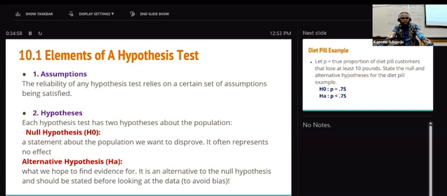Now, in hypothesis testing, we're actually going to behave as if we're in a court of law. What do they do in a court of law? There are two hypotheses before the court of law. The innocent is not guilty. The alternative, the innocent is guilty. And the court is going to argue about that. And in the end, the court is going to take a position.